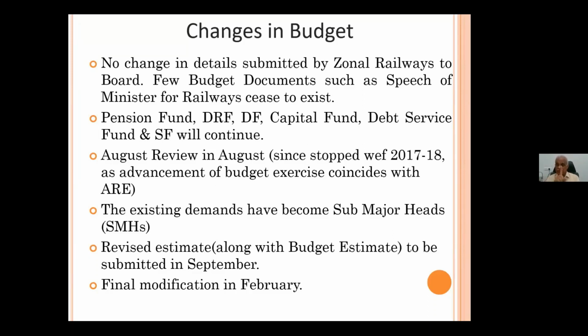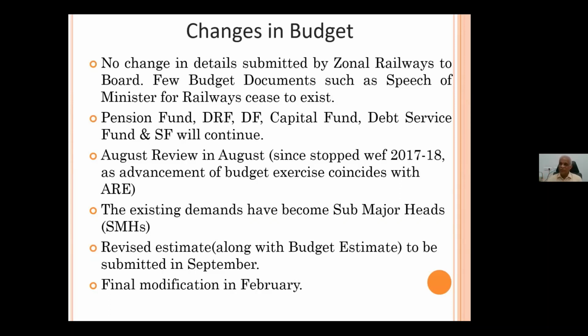This is the first stage of budget review. One more review, previously, used to be there in August. It is not there. You can make a mention. Okay. Now the second stage. Only two stages are there. So the second stage is final modification.